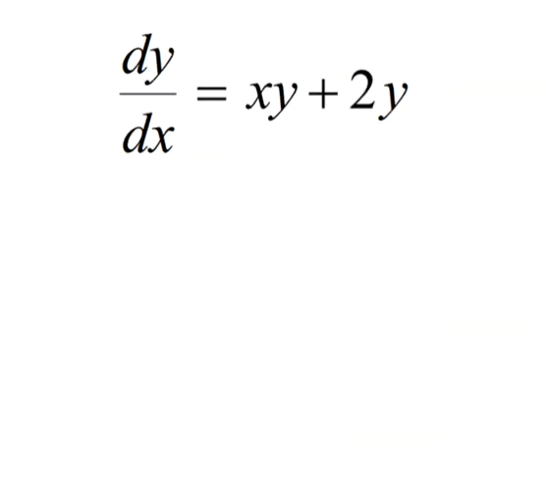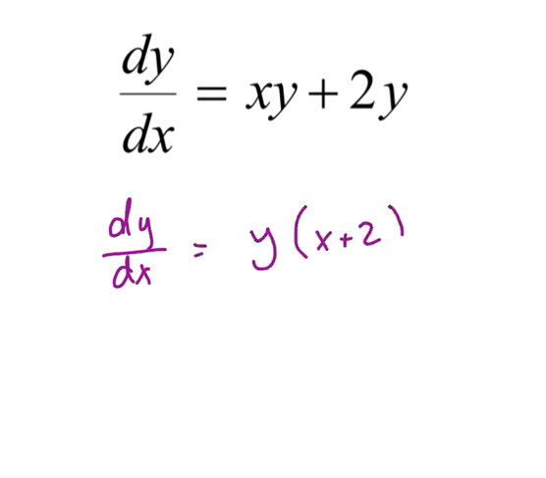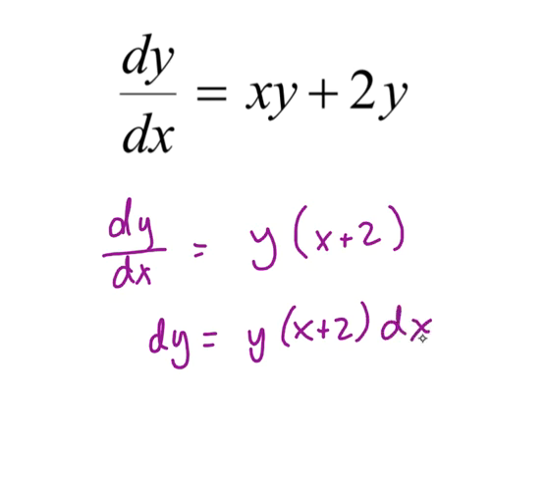dy over dx is equal to xy plus 2y. But wait, you said at the beginning that it should be a product. I currently do not have a product, but I can factor it. It is a product: y times x plus 2. So then when I separate, I'll have dy over y is equal to x plus 2 dx. So that was just multiplying both sides by dx.